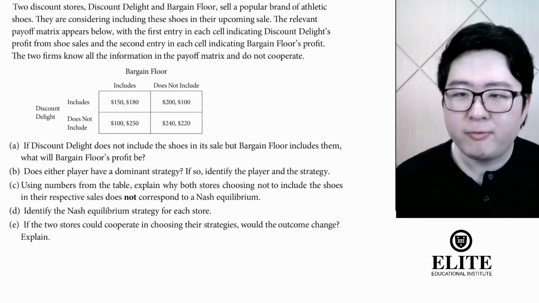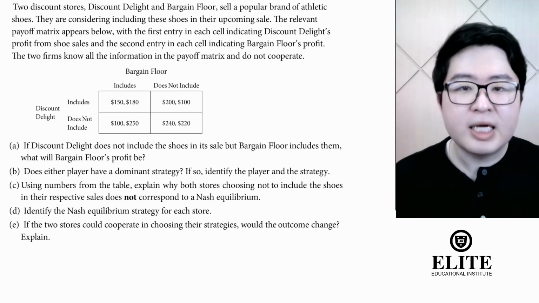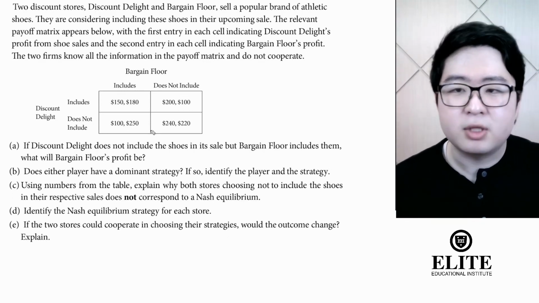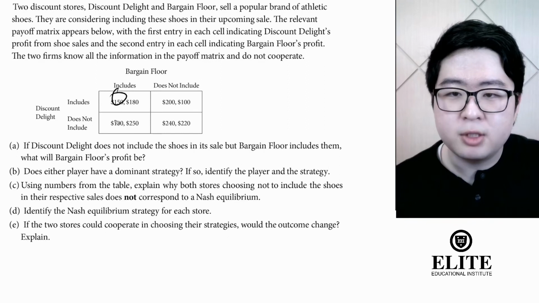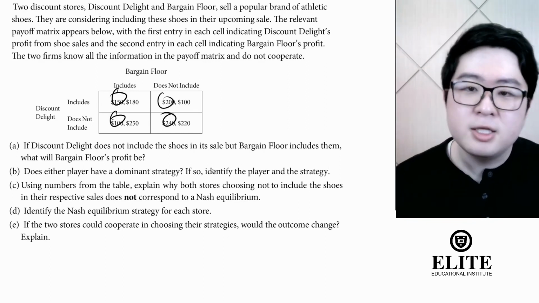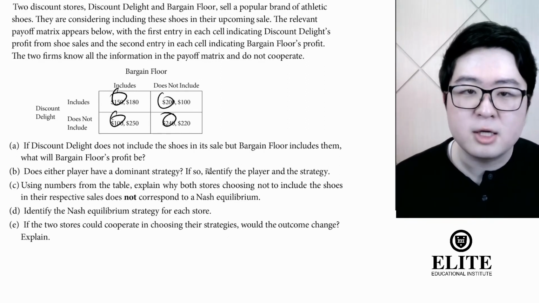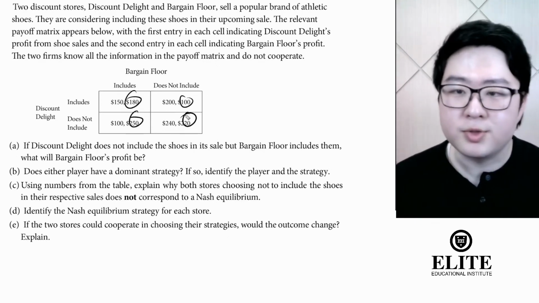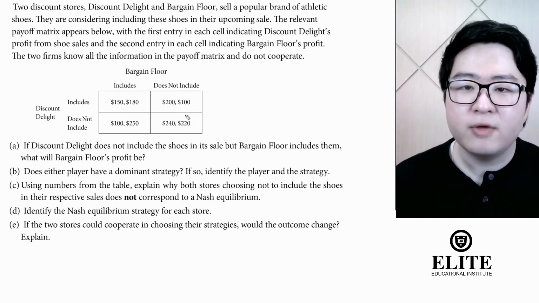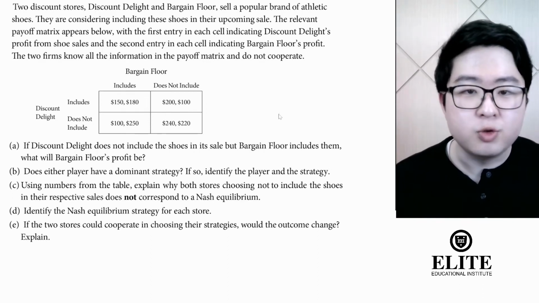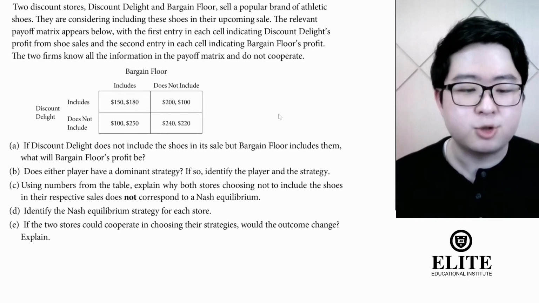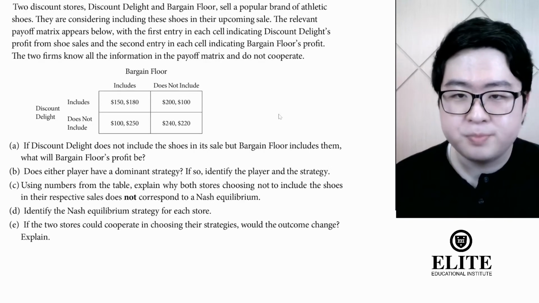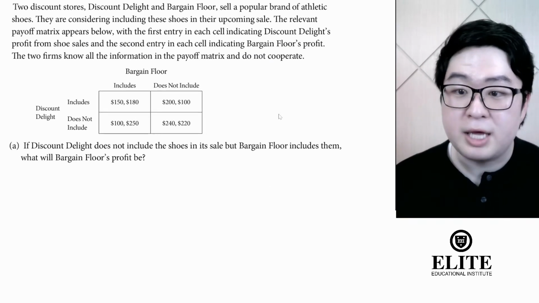The relevant payoff matrix appears below, with the first entry in each cell indicating Discount Delight's profit from shoe sales, so here, here, here, and here, and the second entry in each cell indicating Bargain Floor's profit, here, here, here, and here. Don't get those confused. The two firms know all the information in the payoff matrix and do not cooperate. Ooh, that means they can betray each other, at least until part E. Let's take a look at part A first.